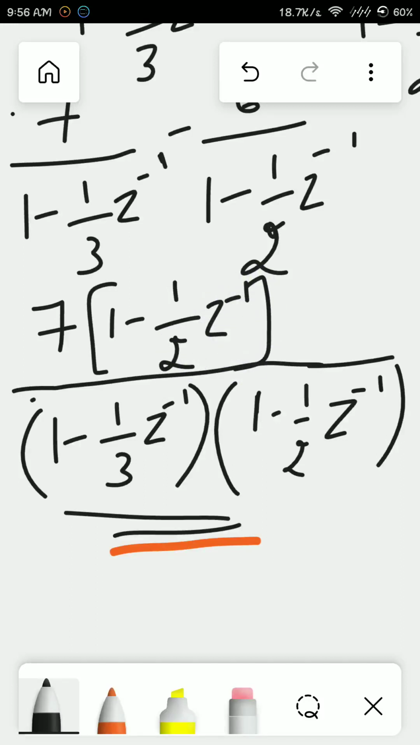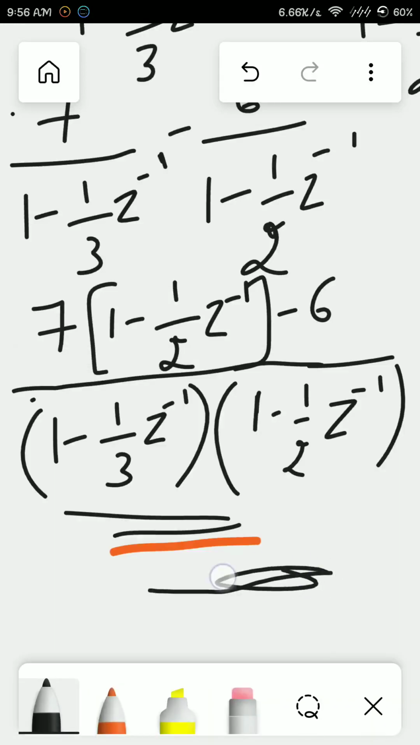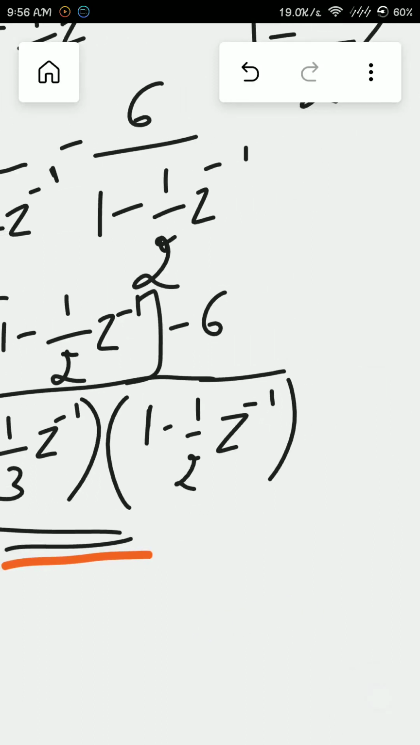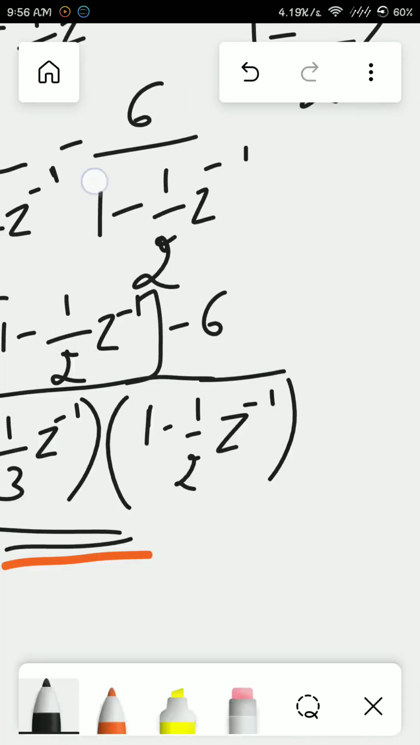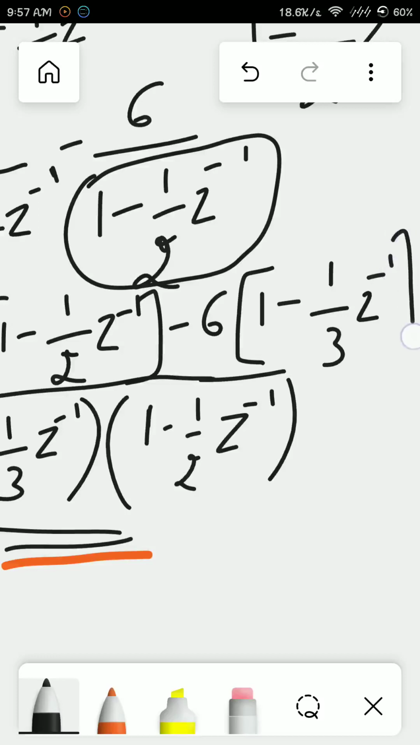Now once again, for the minus 6, what I have to do? Just a second, I'll erase this and close this. For 6, here it is 1 minus 1 by 3 z inverse. To get 1 minus 1 by 3 z inverse into 1 minus 1 by 2 z inverse, I need to multiply 1 minus 1 by 3 z inverse to this 1 minus 1 by 2 z inverse. So I have to multiply the same here also, that is 1 minus 1 by 3 z inverse, right? So this is what you get.